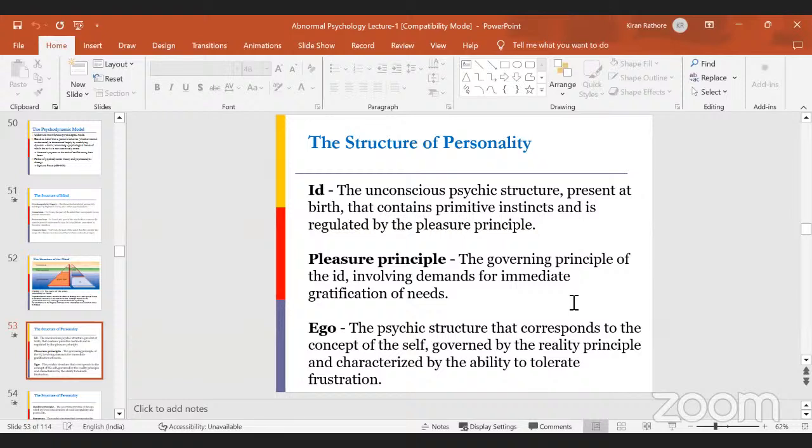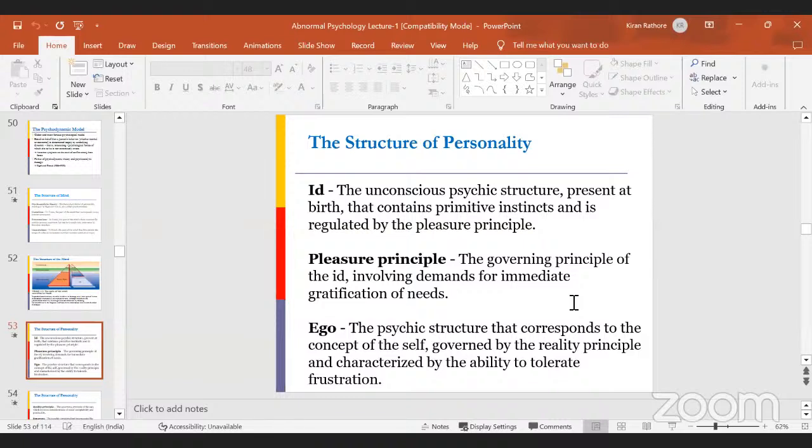Okay, so Freud has given his theory regarding the structure of personality. Our personality is made up of id, ego, and superego. Id is the unconscious psychic structure present at birth and consists of our primitive instincts, and it is regulated by the pleasure principle. Pleasure principle means whatever it desires, it wants now, immediately. It will not wait for getting whatever it desires. It's completely focused on gratification of its needs.